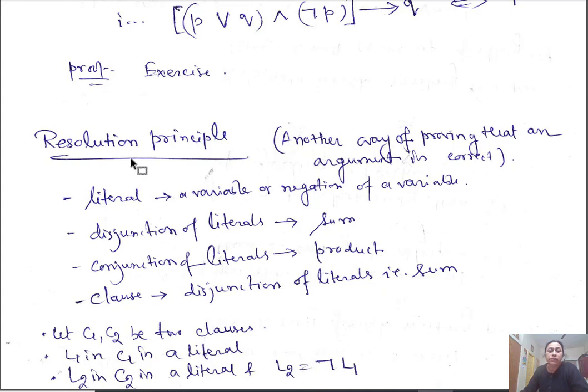Resolution principle. We define these things. By literal we mean a variable or negation of a variable. Variable means the propositional variables here. A disjunction of literals we call a sum, and a conjunction of literals a product. Disjunction means OR and conjunction means AND. Each disjunction of literals, or sum, we call a clause.